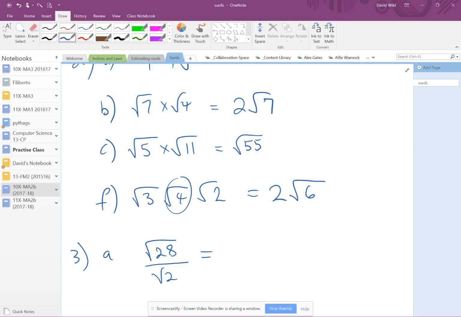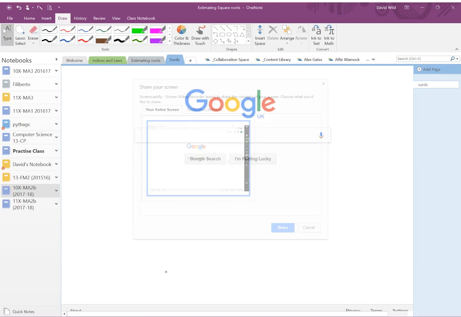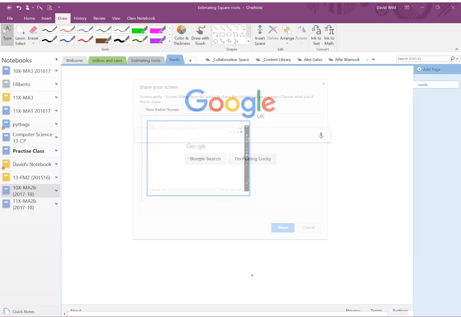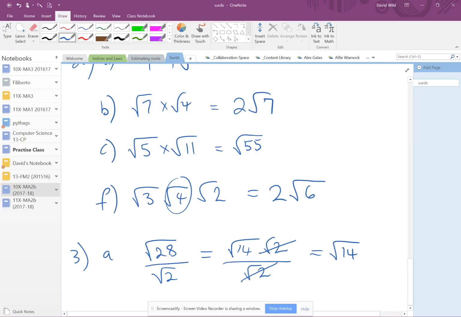Right, to simplify things, what would be nice would be to cancel out this. Root 28 is root 14 times root 2. Do you agree? And we've still got our root 2 there, and then our root 2s cancel, leaving root 14. And then we think, is that a surd? How can we factorize 14? 2 and 7, that's it. And neither of those are square factors, so root 14 is a surd.